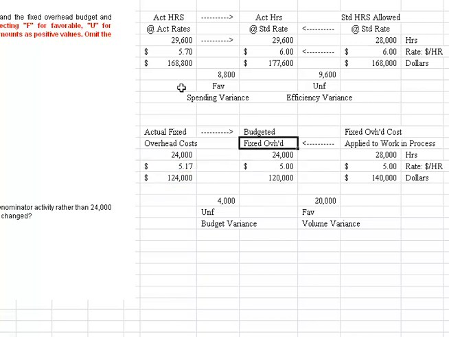So once we've done that, we again use our little arrow techniques to show which numbers go where to create the middle column, and we can compare the difference between budgeted fixed overhead and actual fixed overhead, and we come up with 4,000 unfavorable. When we compare budgeted fixed overhead to fixed overhead cost applied to work in process, we've got a $20,000 volume variance. One's called a budget variance and one's a volume variance, and that is how we would calculate the various variances that we need to calculate on part 4.